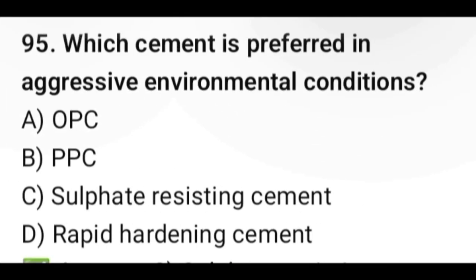Next question. Which cement is preferred in aggressive environmental condition? Option A is OPC, option B is EPC, option C is sulfate resisting cement, option D is rapid hardening cement. So option number C is right, sulfate resistant cement.